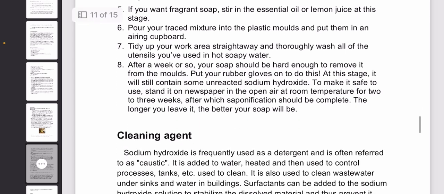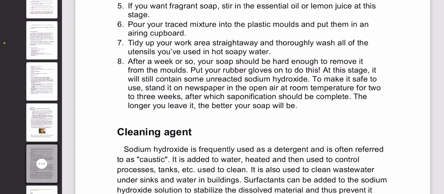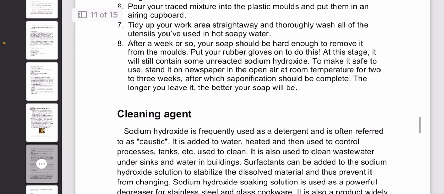After a week or so, your soap should be hard enough to remove from the molds. Put on your rubber gloves to do this. At this stage, it will still contain some unreacted sodium hydroxide. To make it safe to use, stand it on newspaper in the open air at room temperature for 2 to 3 weeks, after which saponification will be completed. The longer you leave it, the better your soap will be.